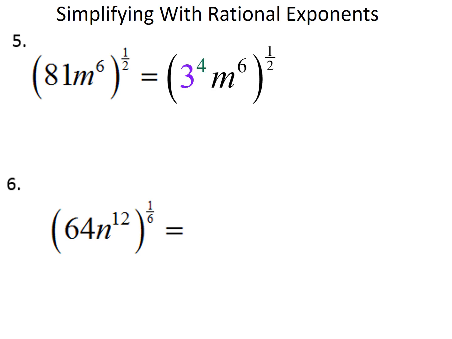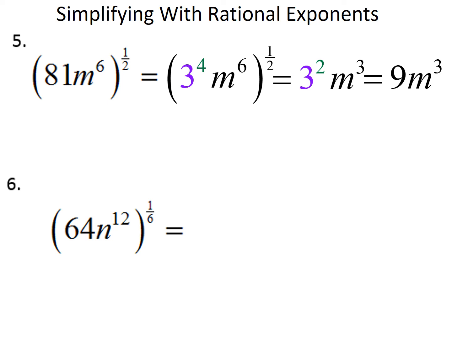Rewrite 81, 3 to the 4th, m to the 6th, all to the 1/2. This is power to a power. Multiply the exponents on the inside times the exponents on the outside. 3 squared, m cubed. 9m cubed.